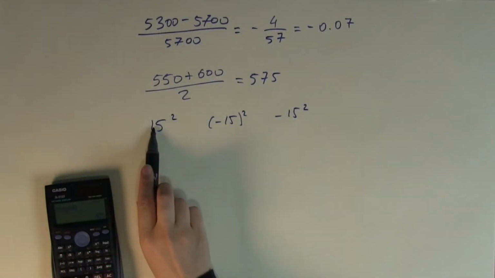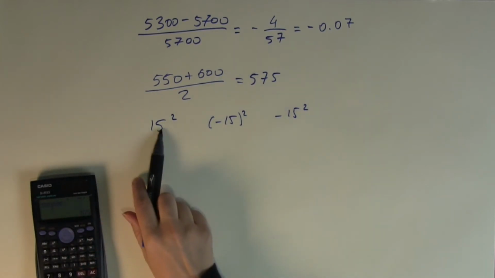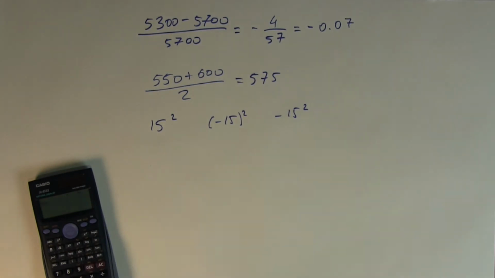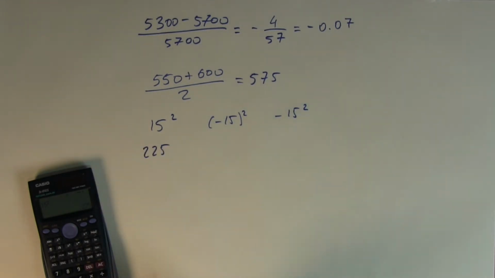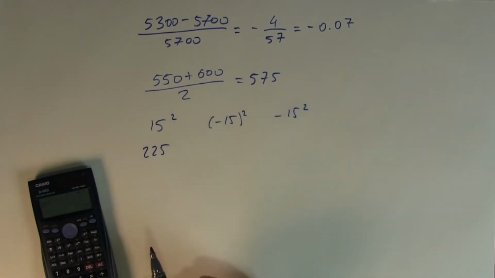Now, what is the difference between these three using 15 and the square? Well, 15 squared is just simply the square of 15, which I can calculate quickly with the calculator. Type in 15 and then use the square button, and that gives me 225. But what is the difference between using the bracket and not using the bracket?